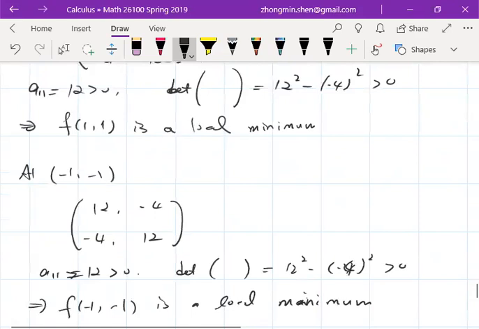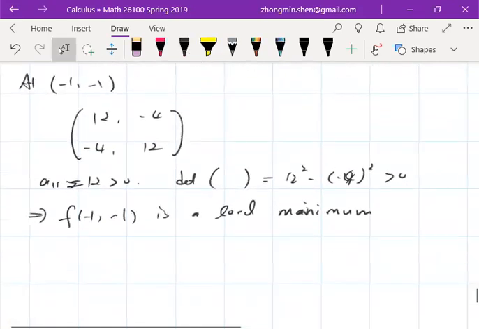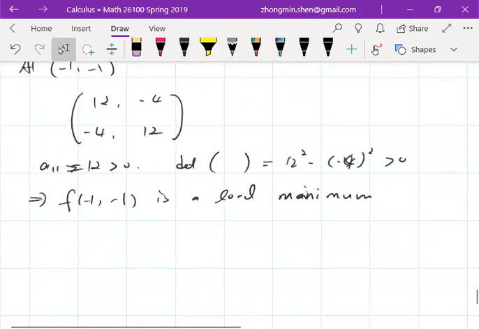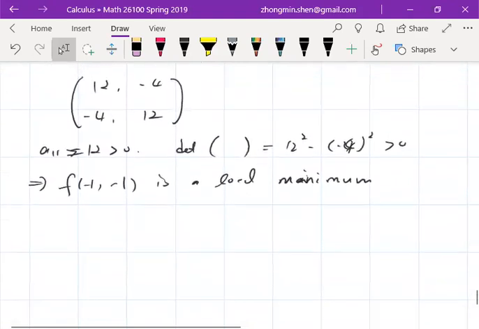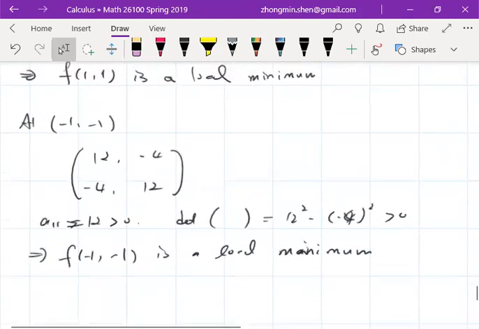It's harder to draw the picture, but if you look at the graph, you have two low mountains nearby, and there's a center at the origin, and it looks like a saddle point at the origin. It's hard to draw the graph. This is a local minimum point.